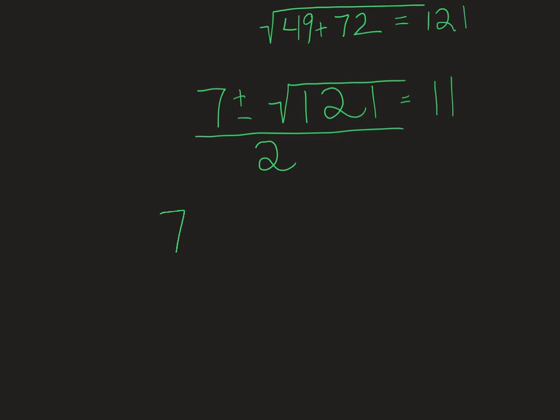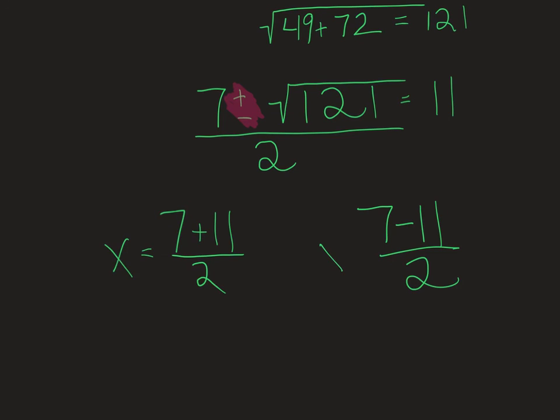So we end up with 7 plus 11 divided by 2, and 7 minus 11 divided by 2. Okay, so just to refresh there, I split it because of the plus minus. It was 7 plus 11 and 7 minus 11. And those are our two solutions for x. You just work those out. So 7 plus 11, 18 divided by 2. And 7 minus 11, negative 4 divided by 2.